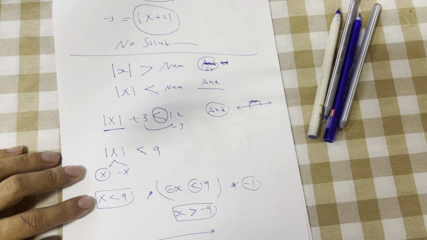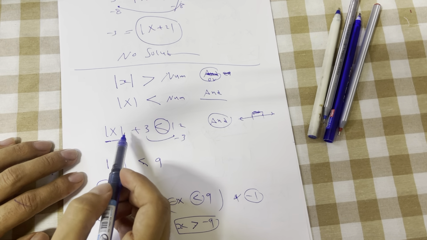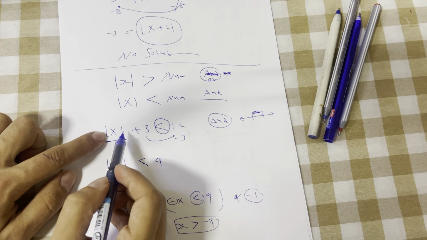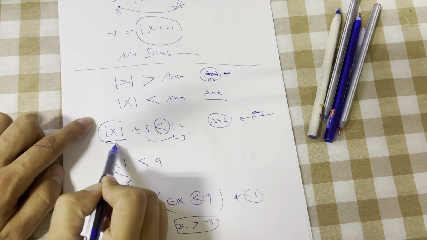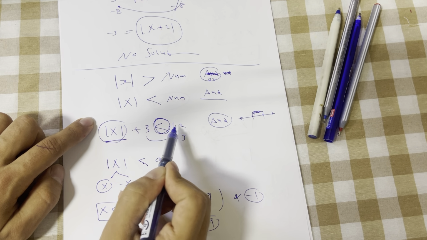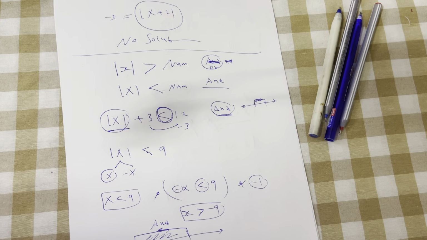Now you can make it on the number line. x less than 9, so I have to go to the left. x greater than negative 9, going the other way. So this is "and". Why is this "and"? I told you, you can decide about this at the first step. When we have absolute value with less than, every time we have "and". Okay, so this is like that.